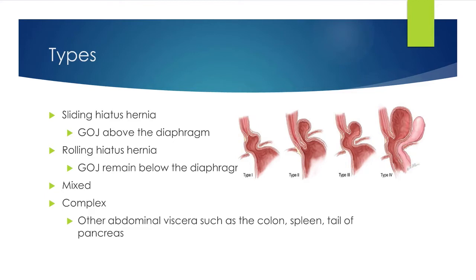And the fourth one is the complex. With the complex one, it's usually a simple sliding hiatus hernia, and there will be other viscera that get pushed up into the posterior mediastinum of the chest, and these organs could be either colon or the spleen or the tail of the pancreas. You'll usually find them in elderly people with long-standing hernia. A lot of them have scoliosis and reduction of the abdominal cavity with an increase in the intra-abdominal pressure.